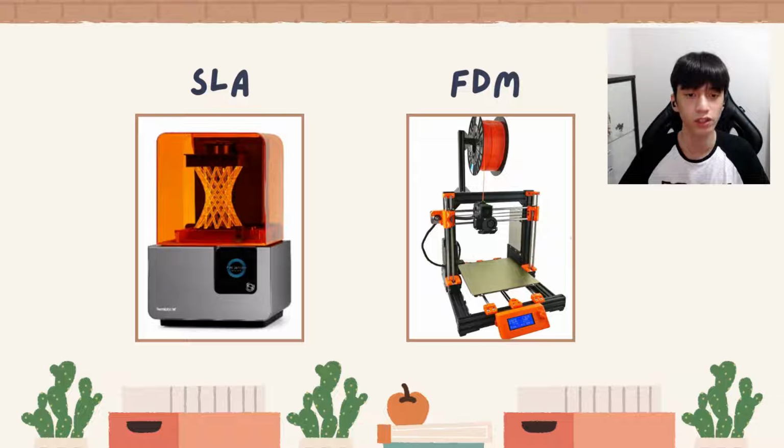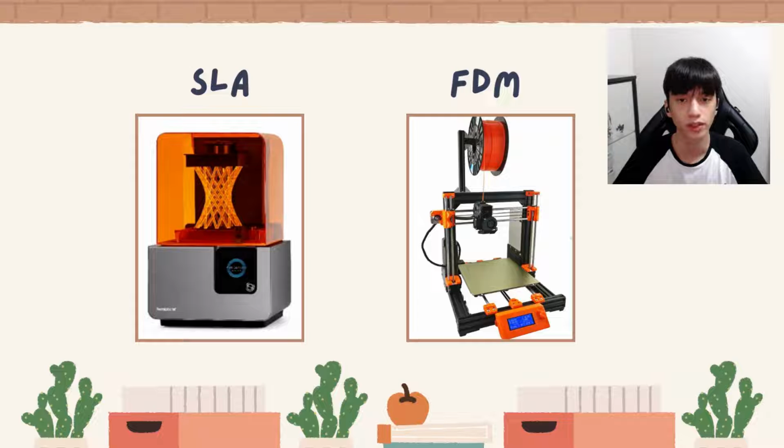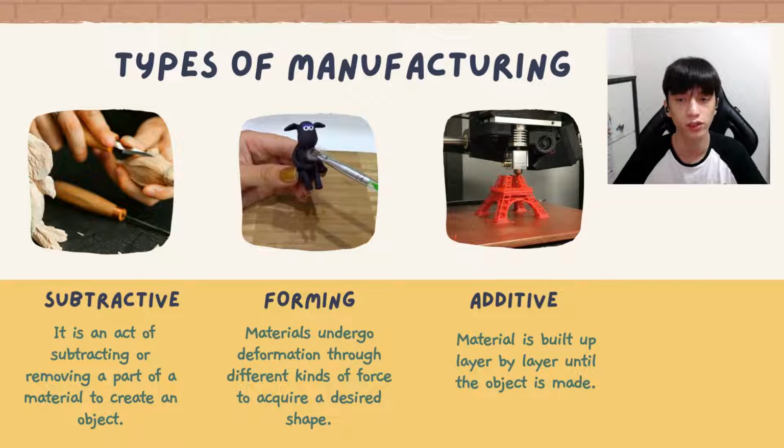SLA printers, or stereolithography, usually have a tank filled with some kind of liquid equipped with a laser, while FDM printers, or fused deposition, have nozzles which you can see in the middle, which are responsible for melting and combining the material.